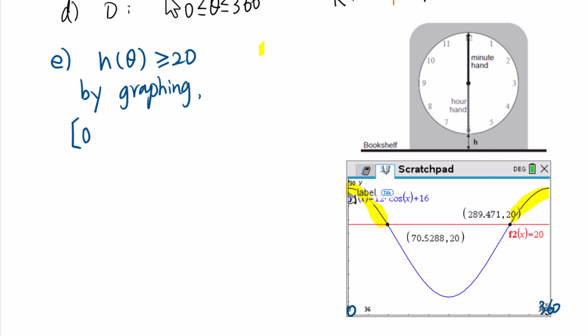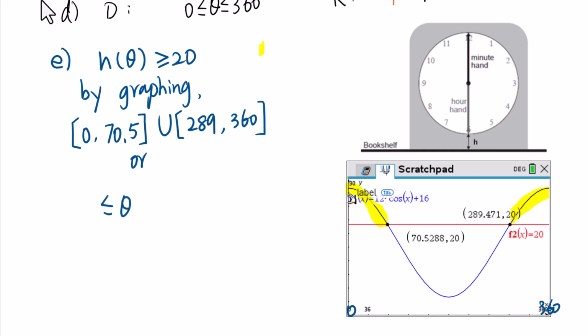Let's use interval notation to write down the solution. Inclusive of 0 to 70.5 inclusive, union inclusive of 289 to 360 inclusive. Or you can write theta greater than or equal to 0 and less than or equal to 70.5, or theta greater than or equal to 289 and less than or equal to 360.